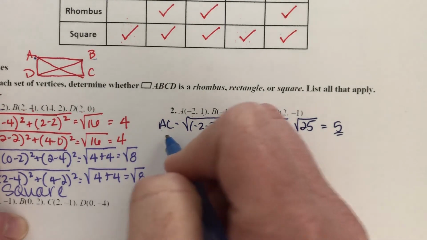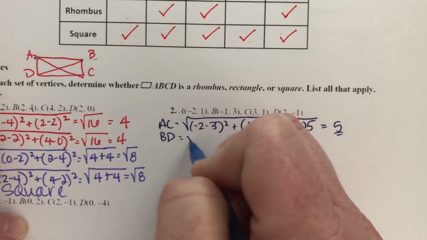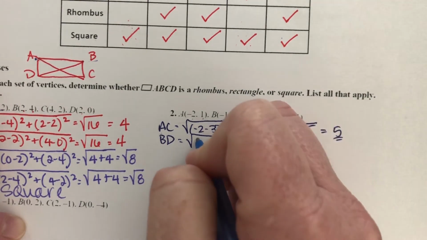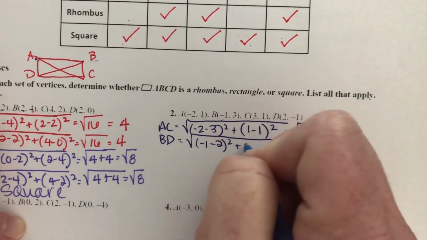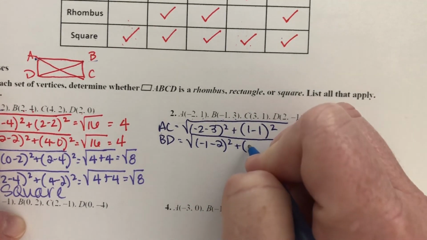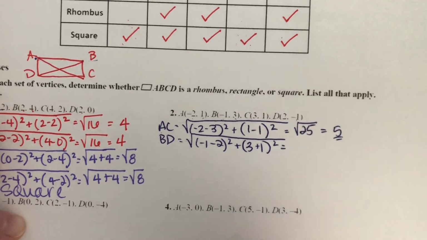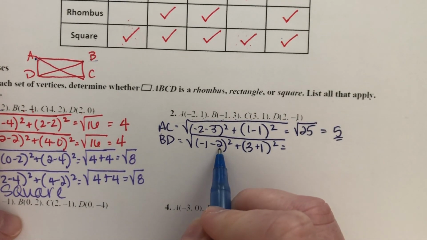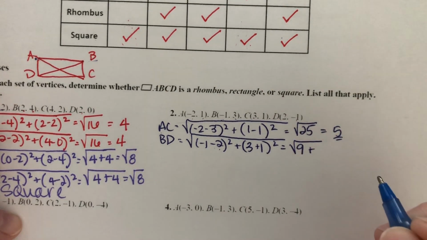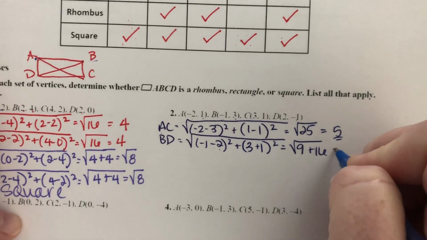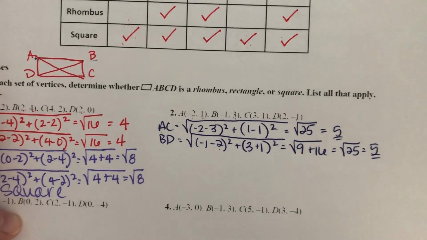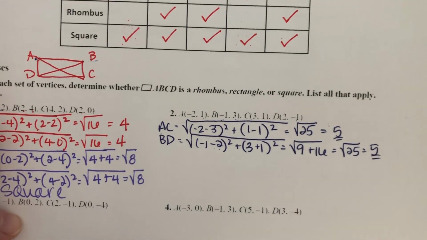Okay, so I want to compare AC to the other diagonal, BD. Distance formula again. X minus x, negative 1 minus 2 squared plus y minus y, 3 minus negative 1, 3 plus 1. Okay, negative 1 minus 2 is negative 3. Negative 3 squared is 9. 3 plus 1 is 4. 4 squared is 16. When I add 9 and 16, I get 25, and the square root of 25 is 5. So these are the same. The diagonals are the same.